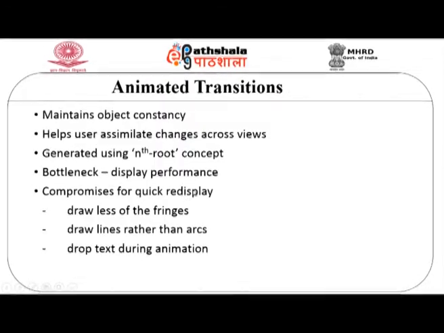Some of the issues in animated transitions are: trying to maintain object constancy and helping the user assimilate the changes across various views. So we try to generate the transitions using the nth root concept. The bottleneck here is the display performance. Since we are going to show each and every animated transition, it becomes very difficult to display the entire set of sequences. So we compromise for quick redisplay. We try to draw less of the fringes, draw lines rather than arcs, and drop text during animation.